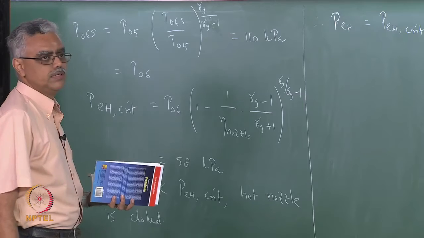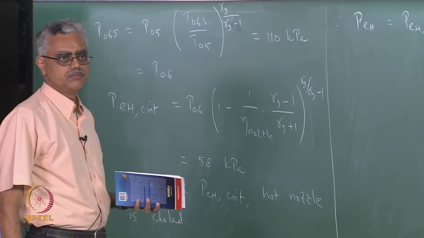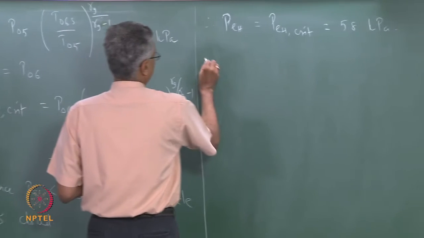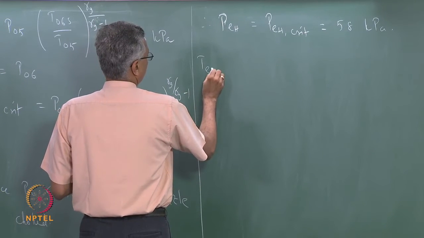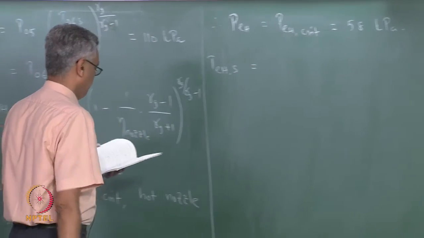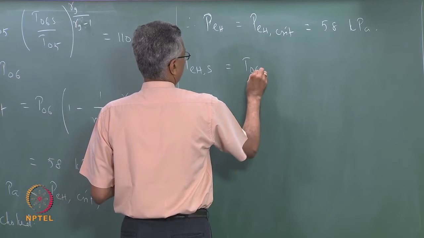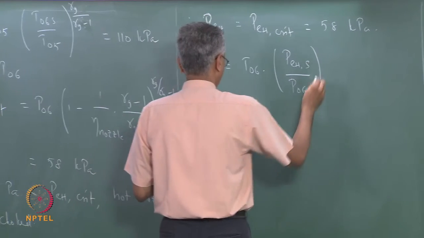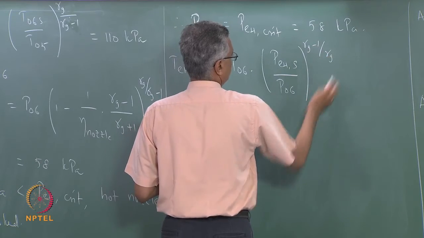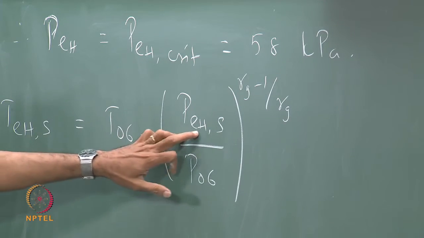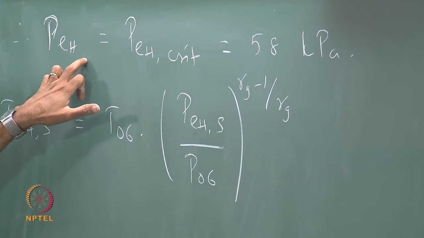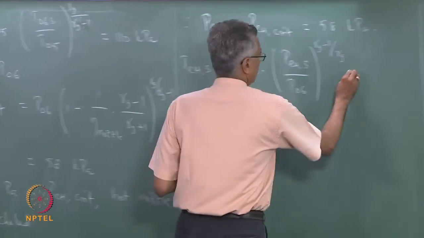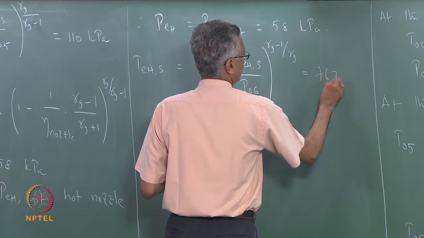So I have the static pressure. Now I have to calculate the static temperature. So what I do is I calculate TEHS, right? TEH for the isentropic process is going to be T06 times (PEH isentropic process divided by P06) raised to the power gamma g minus 1 over gamma g, correct? I know PEH for the isentropic process because this is equal to PEH. Both these state points lie on the same isobar. I know this, so I can calculate TEHS, which comes out to be 767 Kelvin.